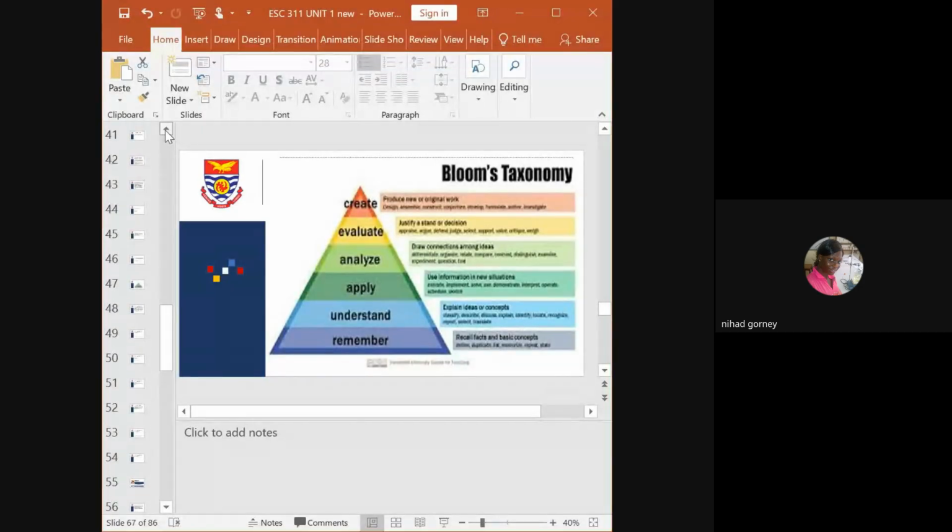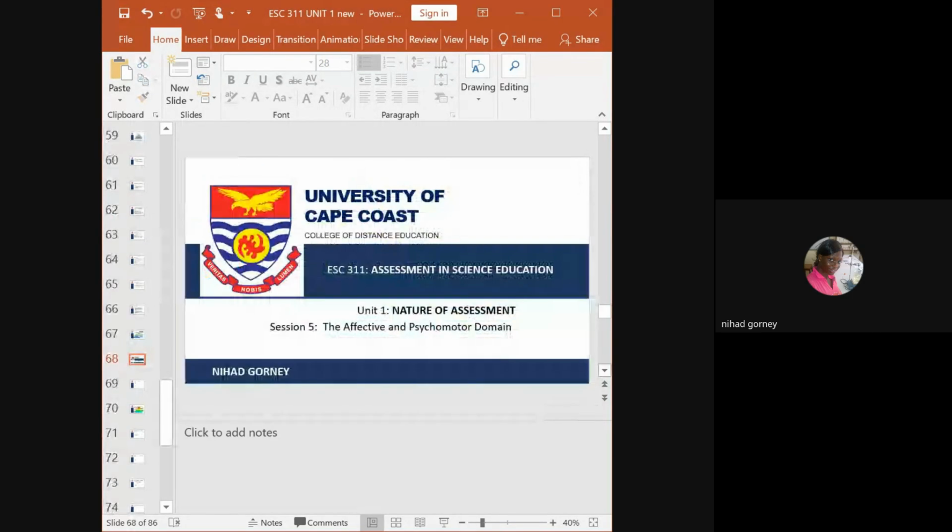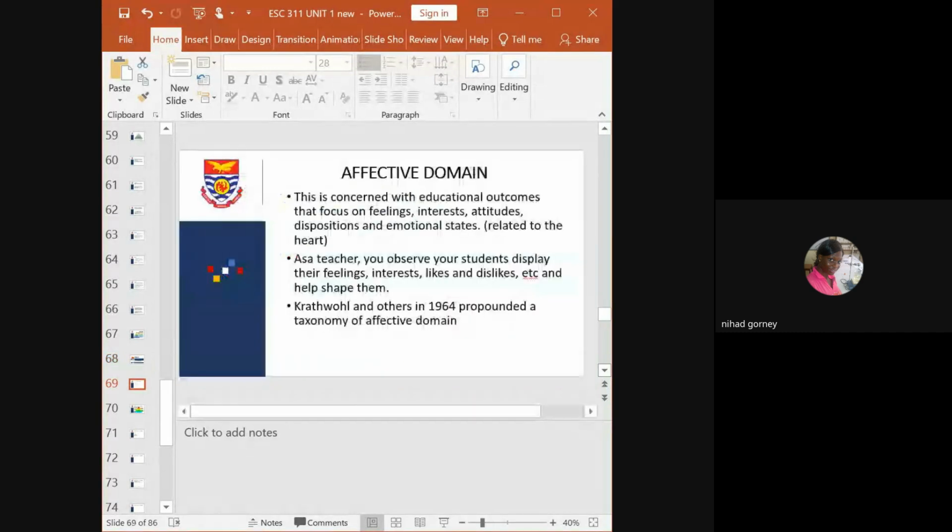Now, apart from the cognitive domain, we want to quickly look at the other domains, which are the affective and then the psychomotor. They also have their own taxonomies that we use for them. So let's quickly look at them. The affective domain is concerned with our heart. So outcomes that focus on our feelings, our interests, our attitudes, and our emotional state. So they're related to the heart.